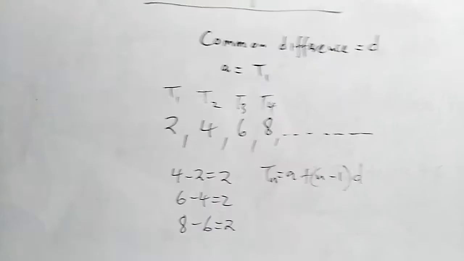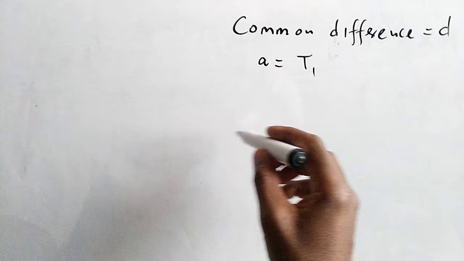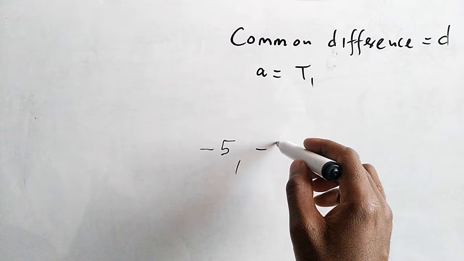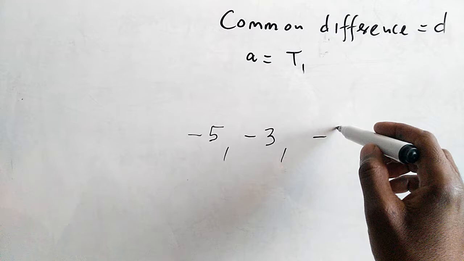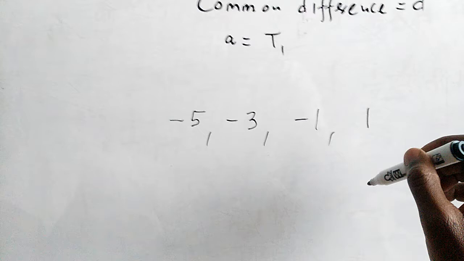Take a look at this now. When the numbers are descending, the D will be negative. Let's say you have 0, and maybe negative 5, negative 3, negative 1. Look at this, and then there will be a 1 instead of 0. This is an increase.